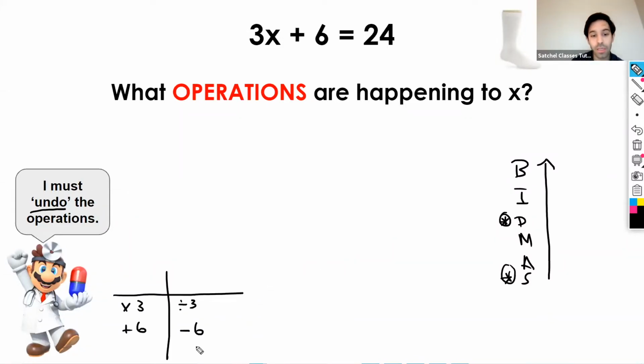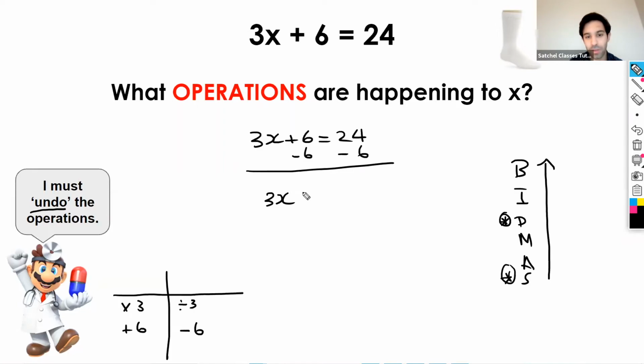So now, because we are undoing the operation, because we want to get rid of this addition of 6, and because we want to get rid of this multiplication by 3, the first operation that we do is going to be subtraction, because we're going this way up. So I have to subtract 6 from both sides. So 3x plus 6 equals 24. If I subtract 6 from both sides, what I'll end up with is 3x plus 0. I don't need to write that down. 6 minus 6 is 0, and 24 take away 6 is 18.